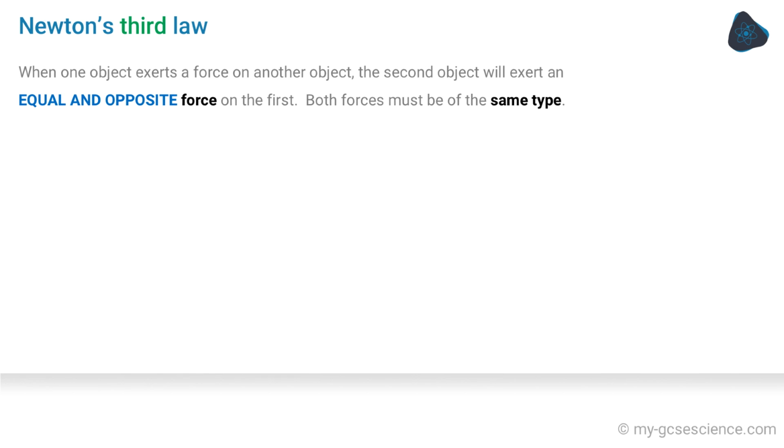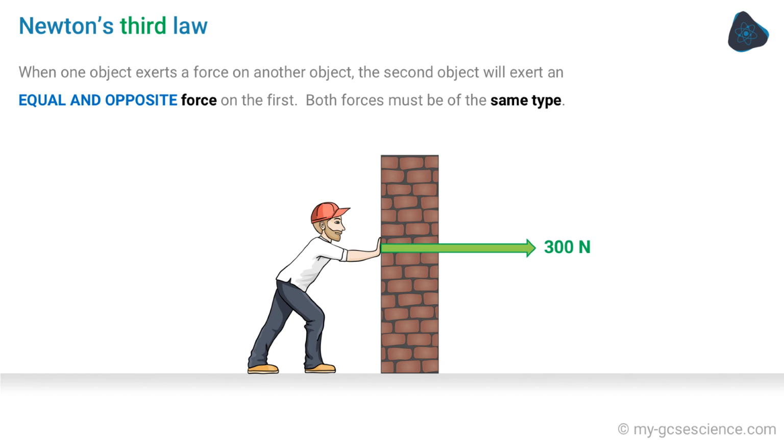On to the last of Newton's laws of motion now. Newton's third law says that when one object exerts a force on another, the second object will exert an equal and opposite force on the first. Both forces must be of the same type. Let's look at a few examples. If you exert a force on a wall, like this, then the wall will exert an equal and opposite force on you. You push the wall and the wall pushes you back. Both forces are contact forces here.